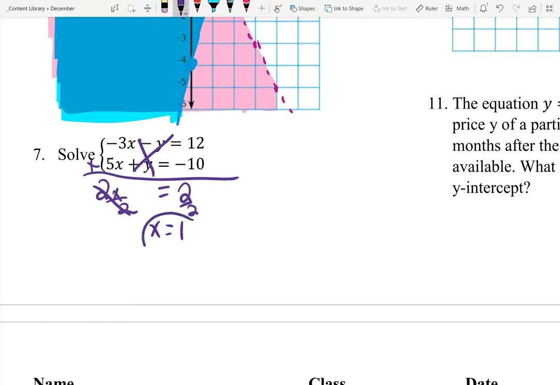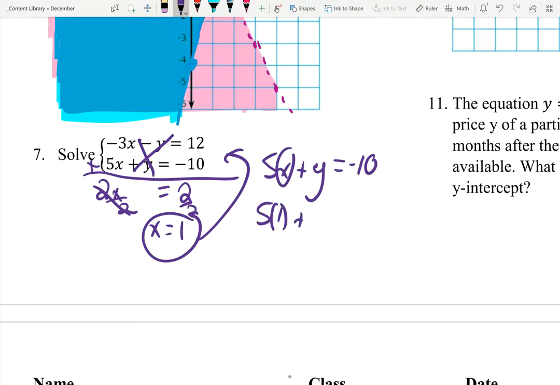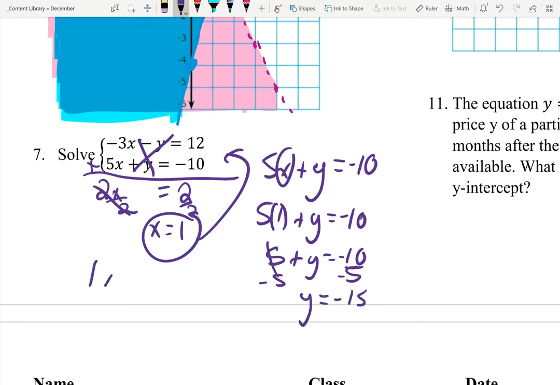So what we're going to do is take this x value, plug it right back into one of those equations, and solve. I'm going to pick the second equation because it's got fewer negatives in it. So 5x plus y is equal to negative 10. I'm going to plug the 1 in for x. So 5 times 1 plus y equals negative 10. That's going to be 5 plus y equals negative 10. And subtract 5. So this is y is equal to negative 15. So 1, negative 15 is our answer.